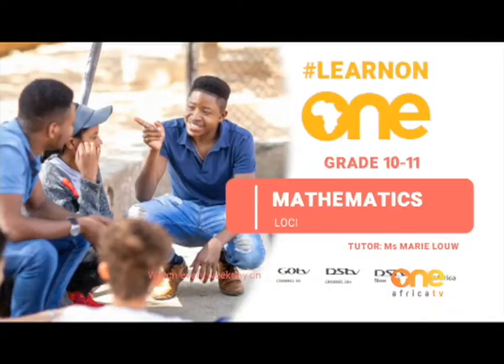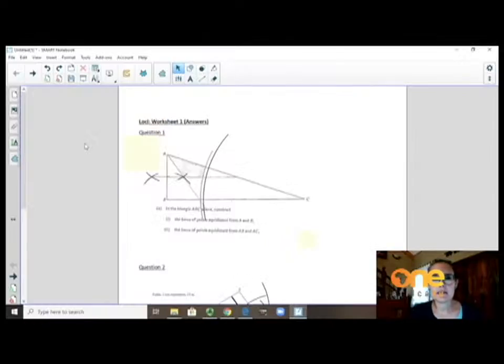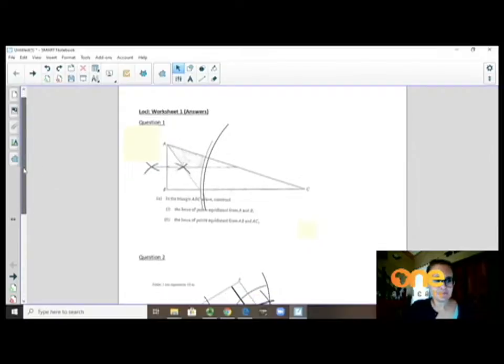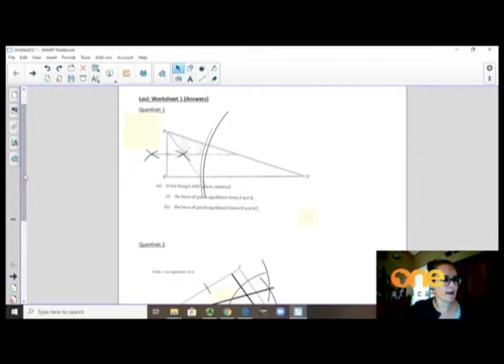Worksheet 1 to do. I did the answers and scanned the worksheet so that it is easier to explain, but we'll see how it goes. Some of my construction lines were a little bit light. So let's look at question 1.